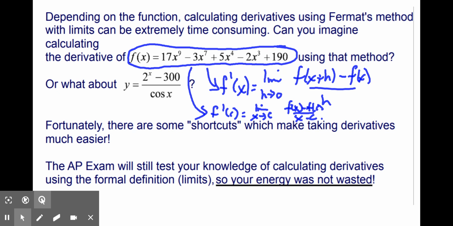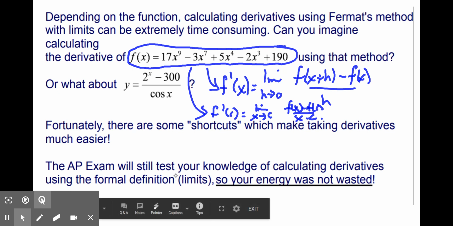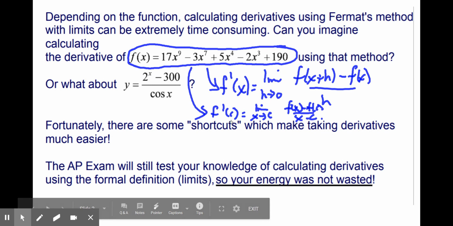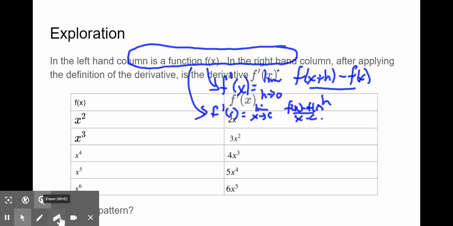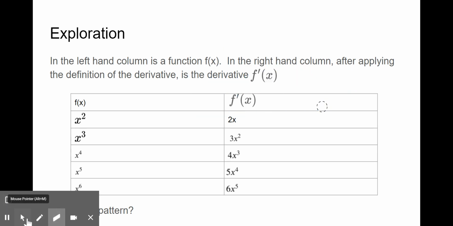But again, just so you know, the AP exam will ask you these definitions, and in some ways, not necessarily the way that you think that they will ask it to you. So you do need to know these definitions. These are not something you can just take and throw in the garbage now that you're learning how to do it the fast way. Okay. So let's start talking about how to do some of these rules.